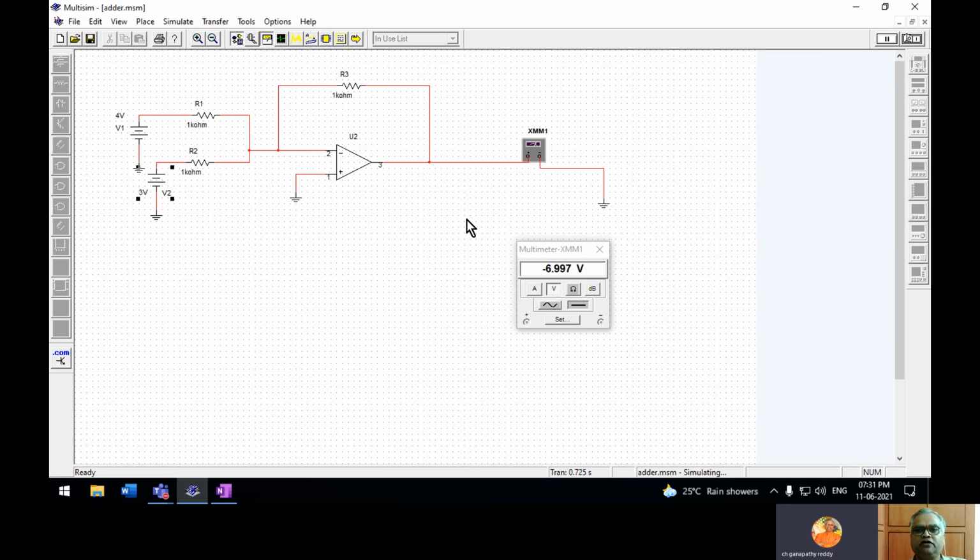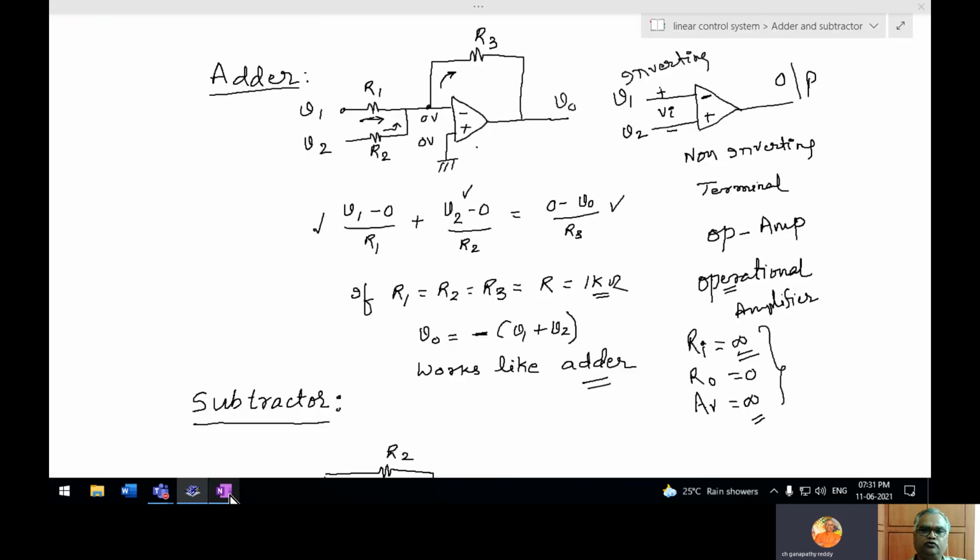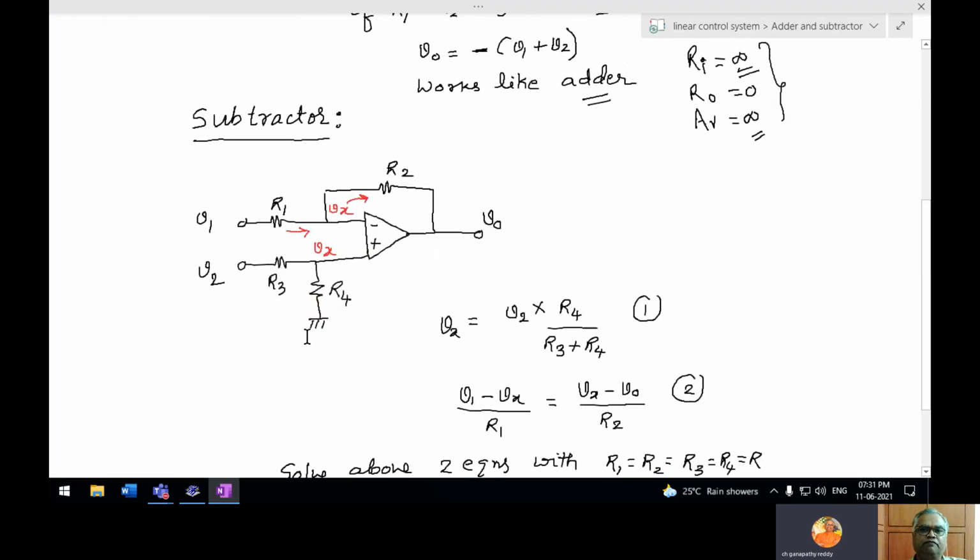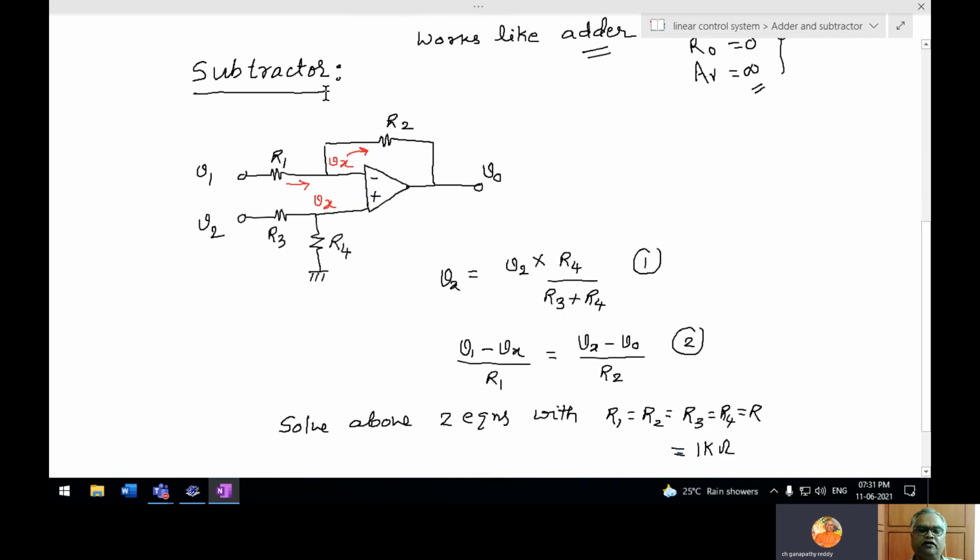This is a very simple simulation. Okay, so this part is over. Now back to the subtractor. Another name for the subtractor is the differential amplifier.